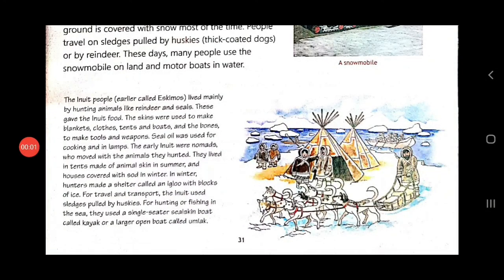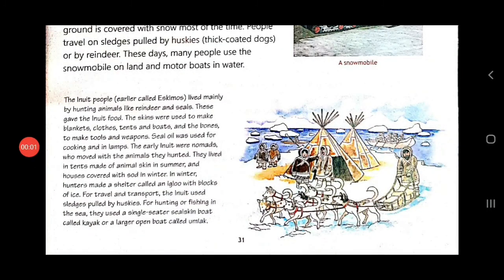Now in the next sentence, they are telling children that during winters, hunters, that means jo shikar karte the, used to make a shelter. And what was that shelter? Known as igloo. Igloo is a small house that is built from blocks of hard snow.